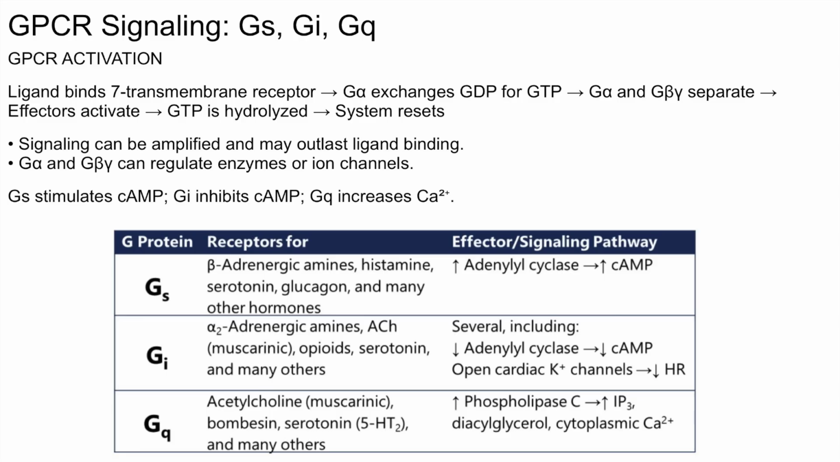Gs stimulates adenylyl cyclase, increasing cAMP, or cyclic AMP, and activating protein kinase A. Gi inhibits adenylyl cyclase, decreasing cyclic AMP. Its beta-gamma subunits can also regulate ion channels. Gq activates phospholipase C, producing IP3 and DAG. IP3 releases calcium from the endoplasmic reticulum, while DAG activates protein kinase C. A handy memory aid here is that Gs stimulates cAMP, Gi inhibits cAMP, and Gq increases calcium.